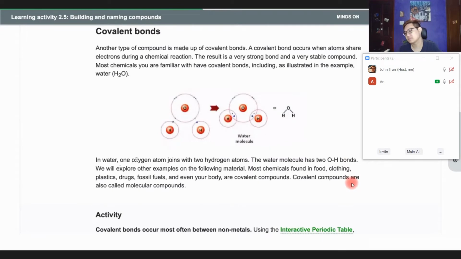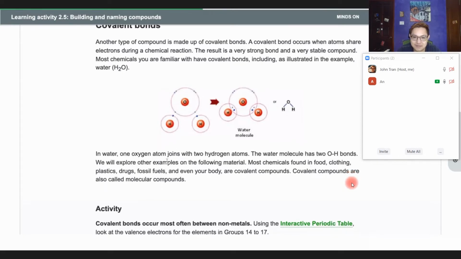In water, one oxygen atom joins with two hydrogen atoms. The water molecule has two O-H bonds. We will explore other examples in the following material. Most chemicals found in food, clothing, plastic, drugs, fossil fuel, and even your body are covalent compounds. Covalent compounds are also called molecular compounds.